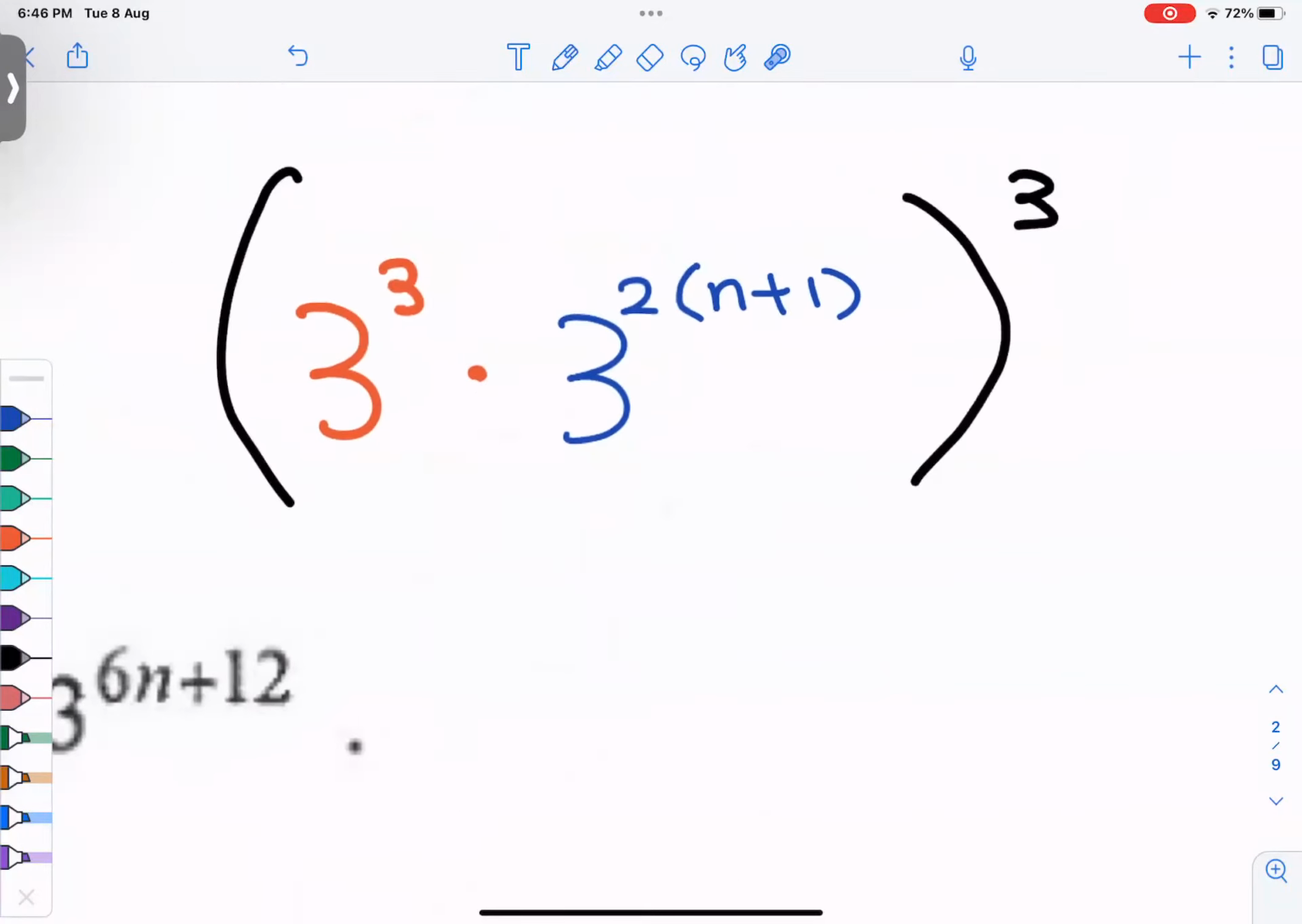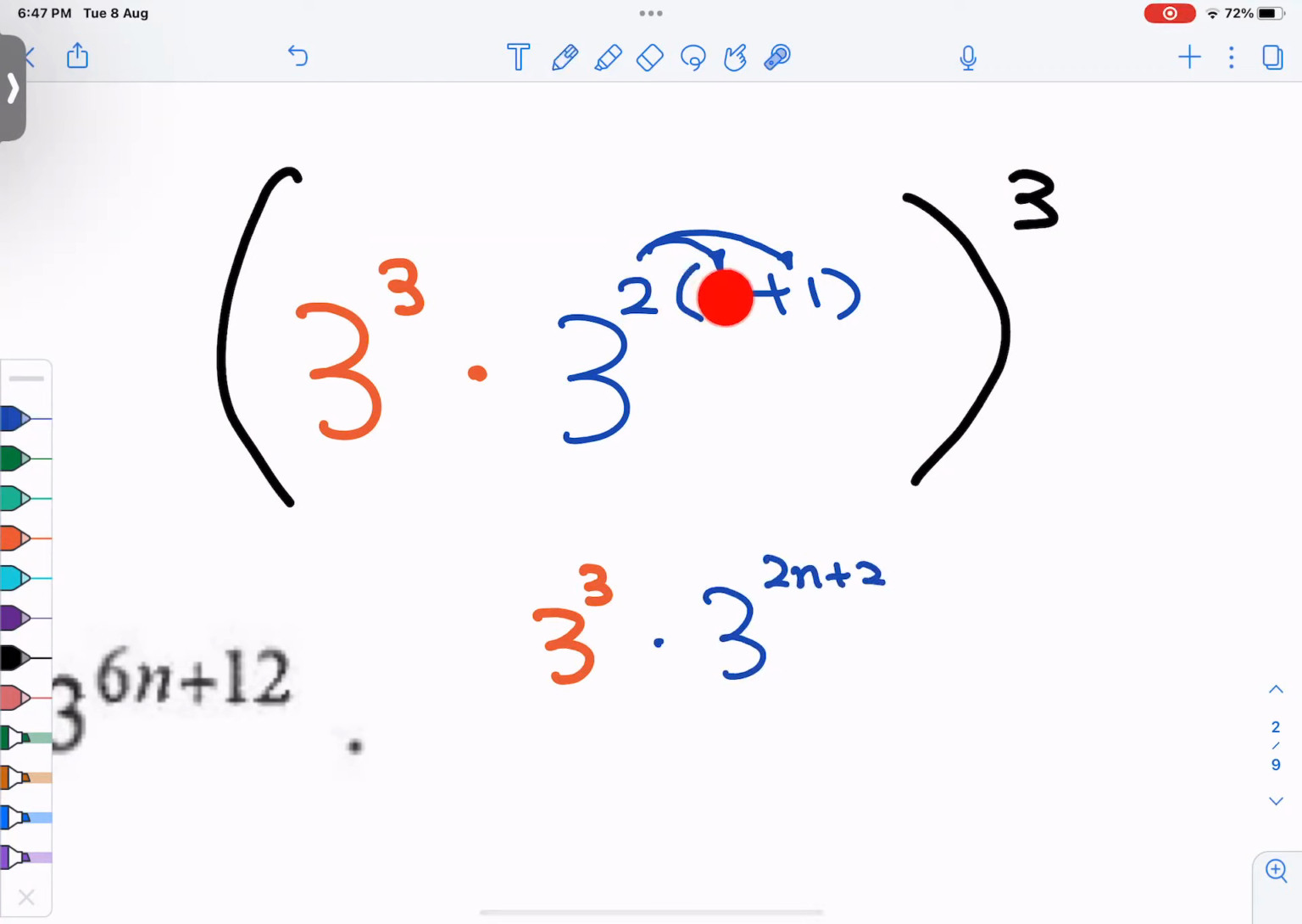So here inside, we have another small bracket. Deal with that first, open up, expand it. So this 2 is given here. It is also given here. So you have 3, 3. And then 3, 2n plus 2. 2 times n, you have 2n. 2 times 1, you have 2.